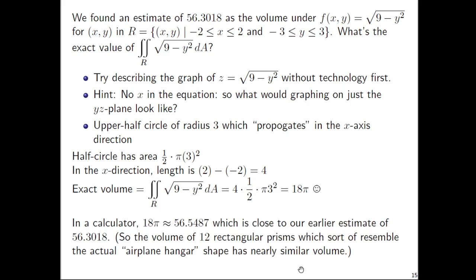So in a calculator, 18 pi is 56.5487, which is actually fairly close to our earlier estimate of 56.3018. So the sum of the 12 volumes of the rectangular prisms that we computed kind of resembles the actual airplane hangar shape and has nearly the same volume.